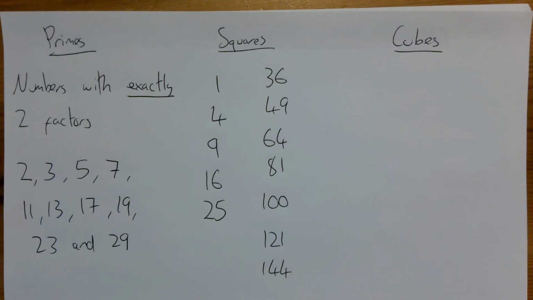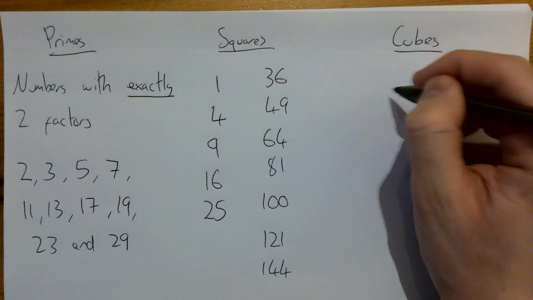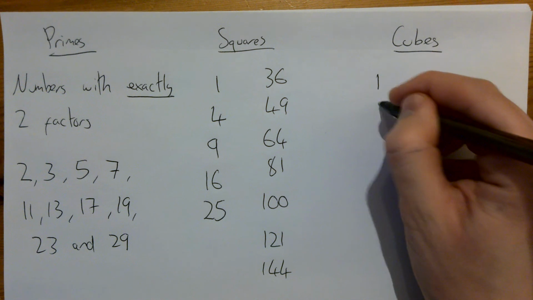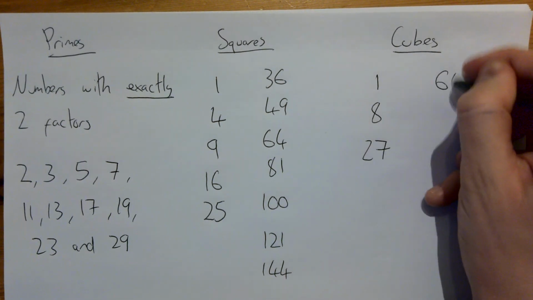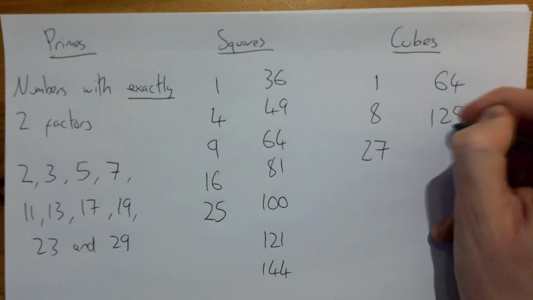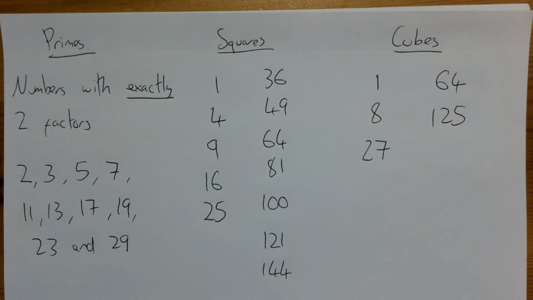And last one, cubes. One more time, pause the video. Can you write down and remember the cube numbers? Okay, and those first 5 cube numbers you need to know are 1, 8, 27, 64, and 125. You need to recognise those numbers as cube numbers.